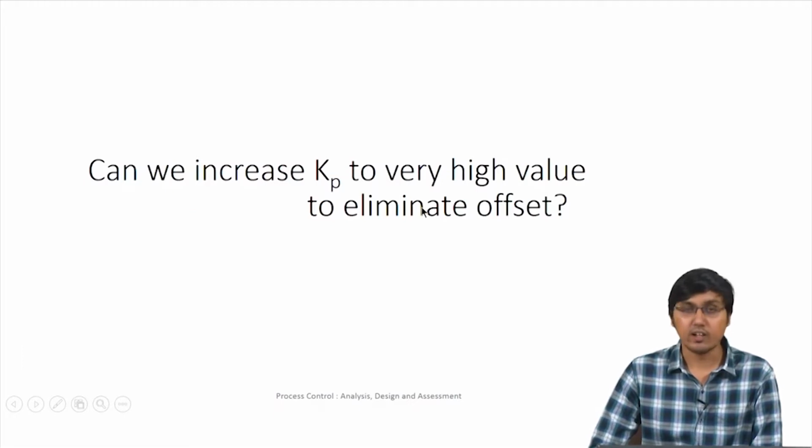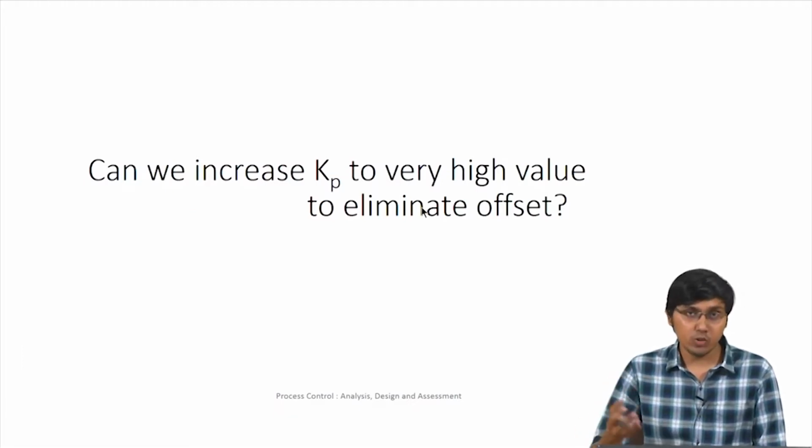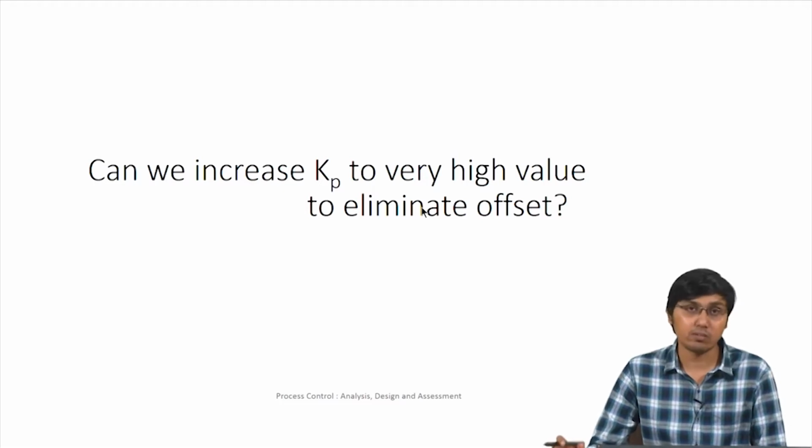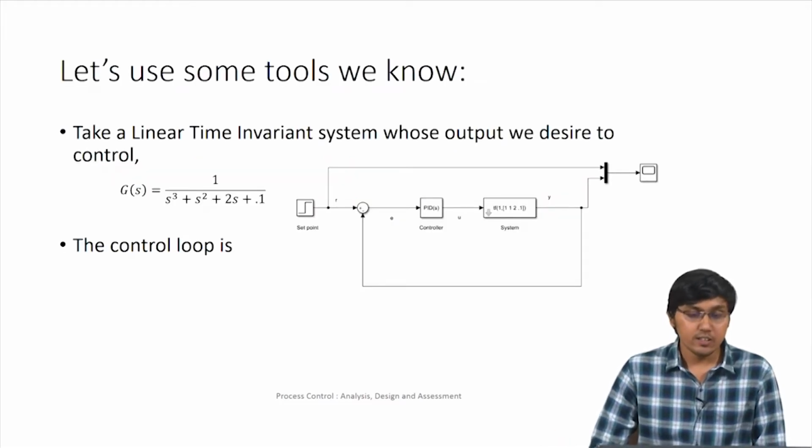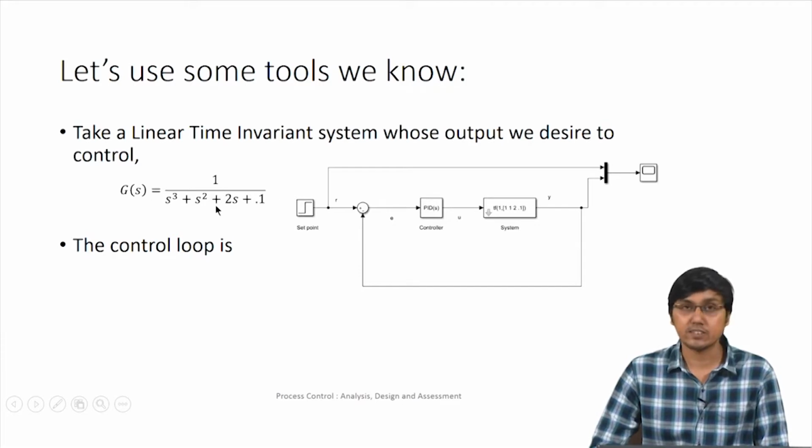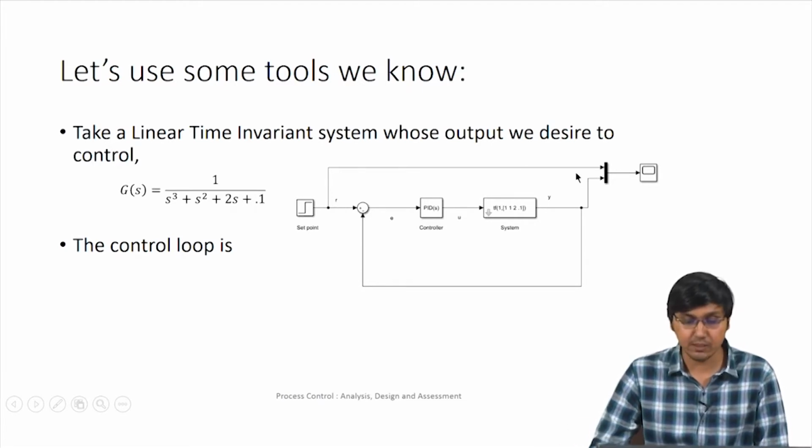That is the question we are trying to ask, so let us do this experiment again like we did in the previous lecture, and see what exactly happens and what problem it introduces. Again we take a linear time invariant system of this form, G of s equal to 1 by s cube plus s square plus 2s plus 0.1. You can take any other system; just for illustration purposes we are taking this particular system, and this is the MATLAB simulation that we are showing.